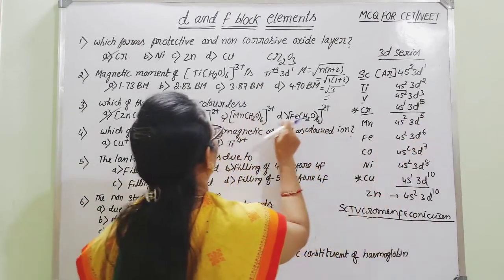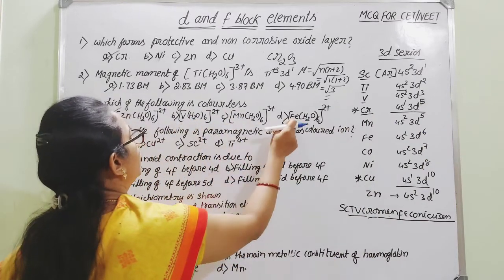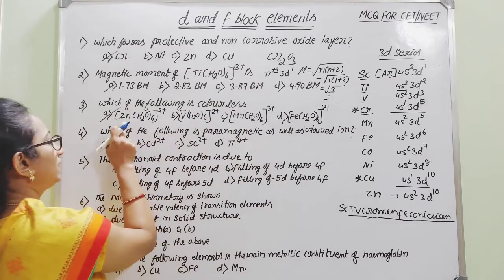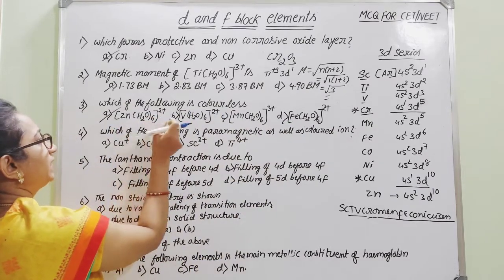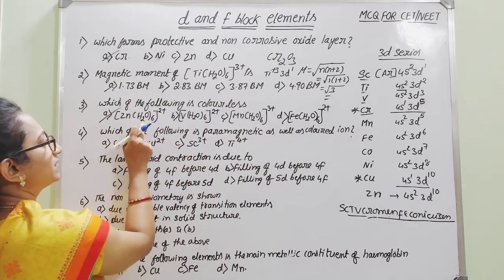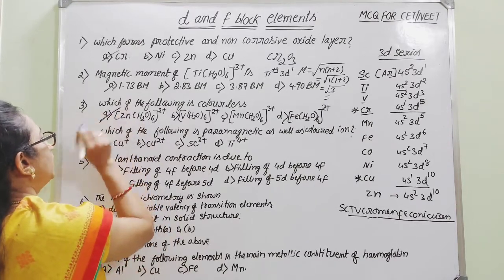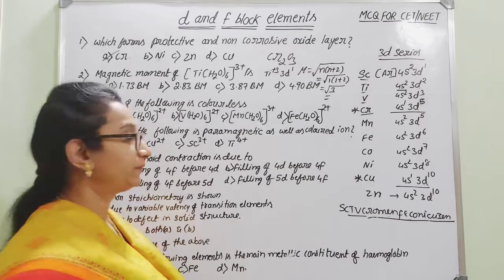Therefore, all these three are colored compounds, colored complex ions, but only zinc with +2 oxidation state is colorless, because of the absence of unpaired electrons. Got it? Therefore, which is the correct option? Option A is the correct option.